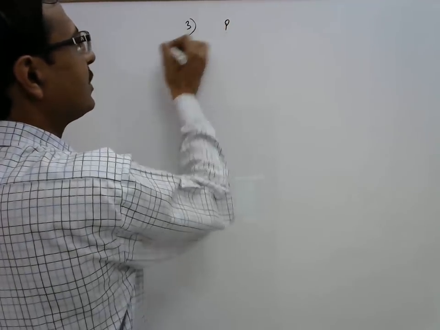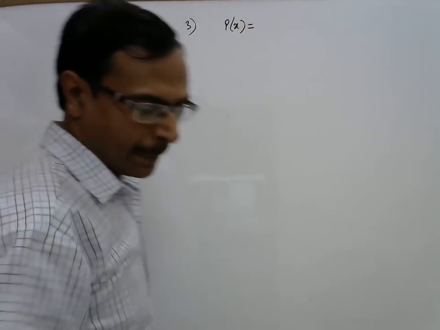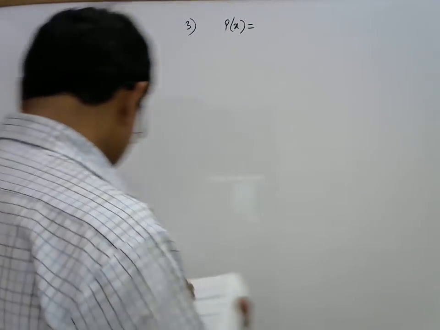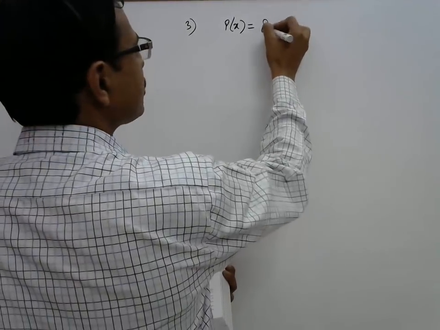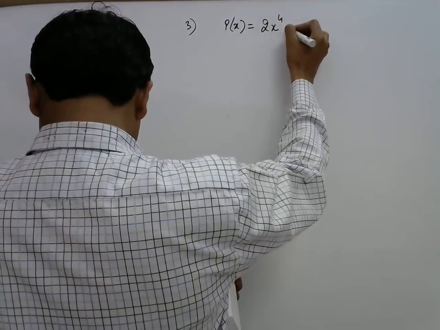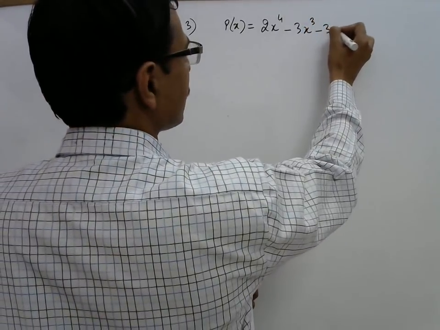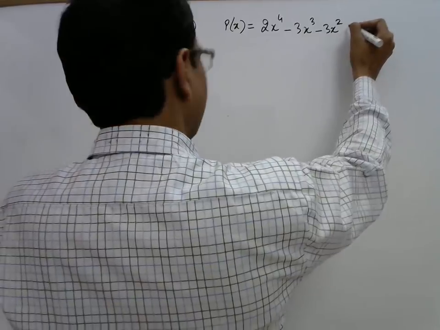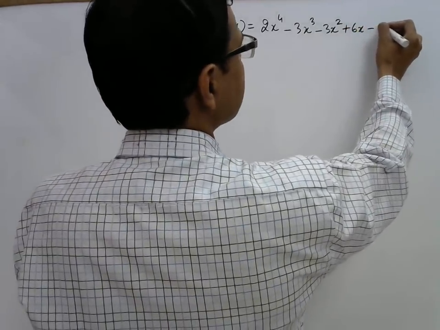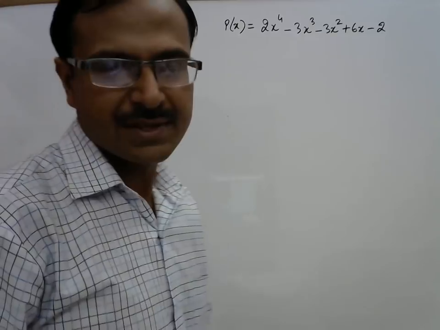Okay, so this is the first question now. This is of NCERT book, and it is the question in which there is a biquadratic polynomial. Now the polynomial which is given is, this is question number 3, Px is equal to, kindly note down the polynomial which is given. The question is 2x raised to power 4 minus 3x cube minus 3x square plus 6x minus 2.